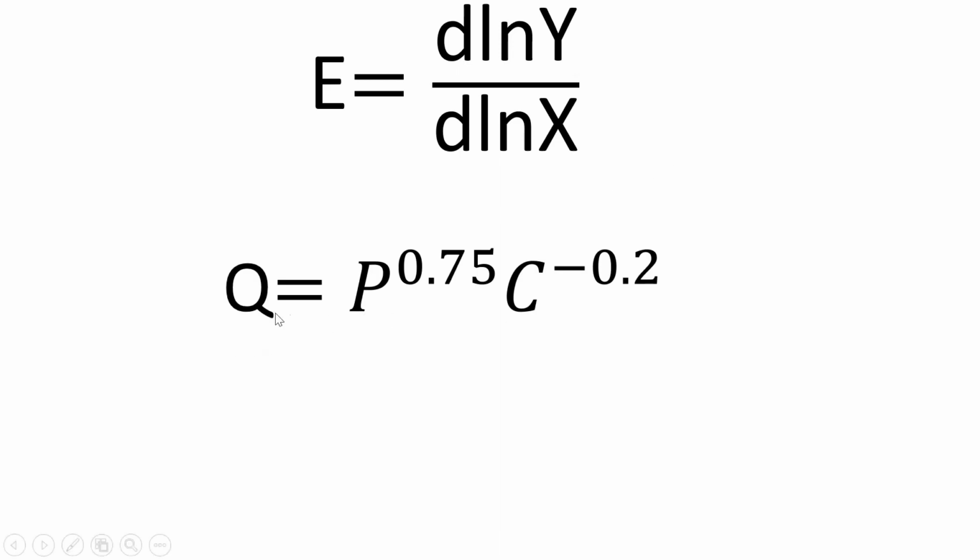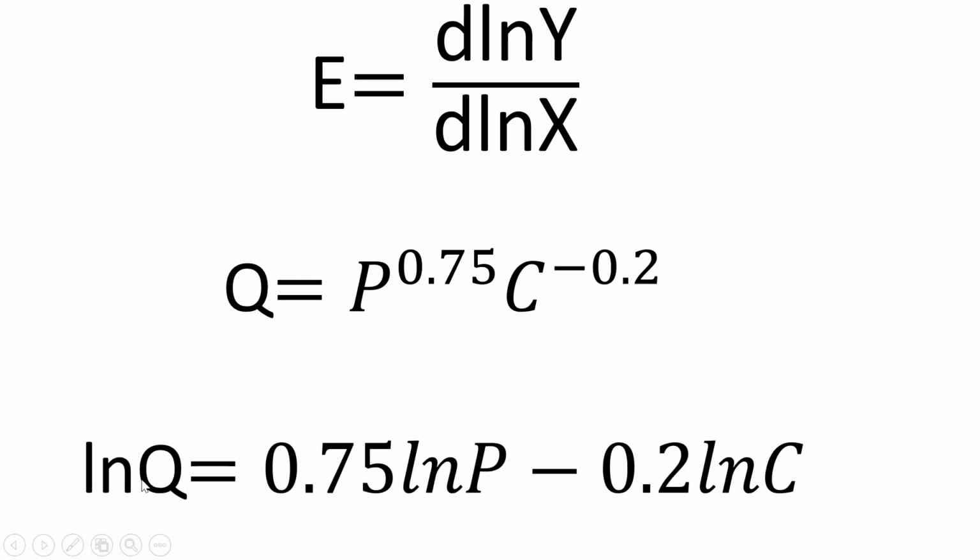Now let's take an example. We have this function, K equals P to the power 0.75 times C to the power negative 0.2. Now let's try to linearize this function by taking the logarithm of both sides. When we do that, we are going to get ln K is equal to 0.75 ln P minus 0.2 ln C.